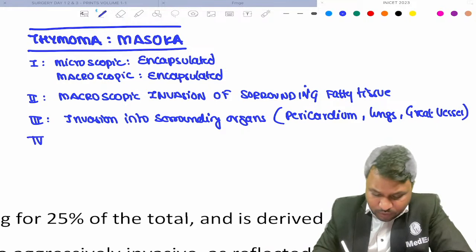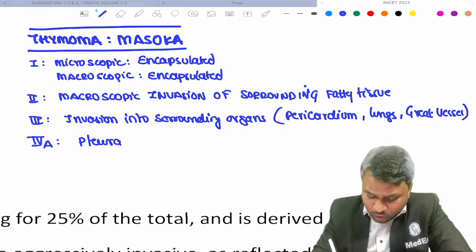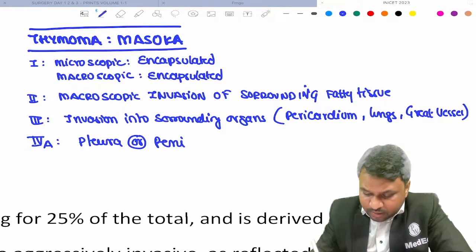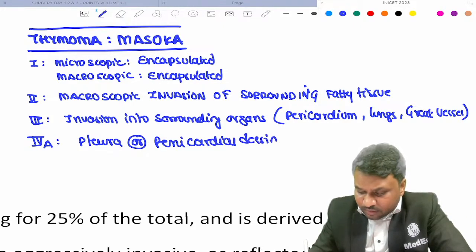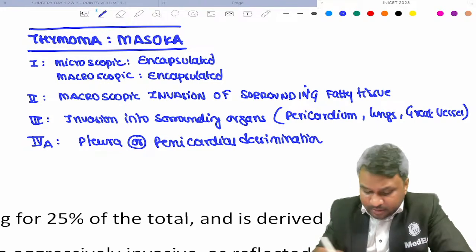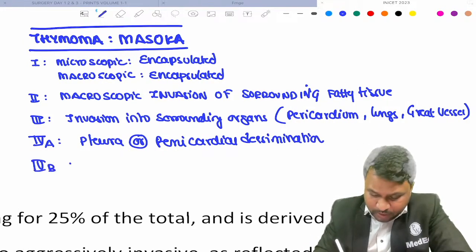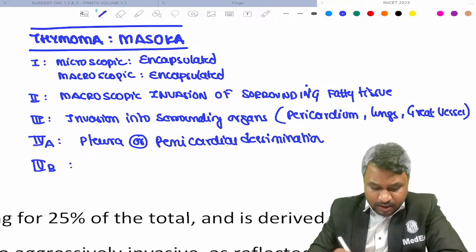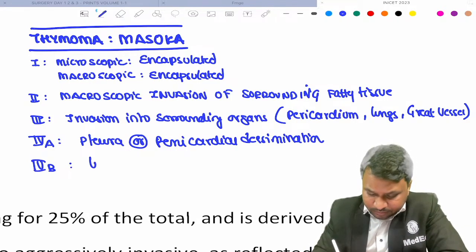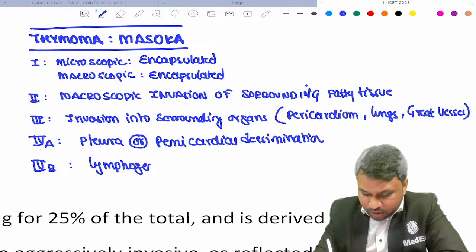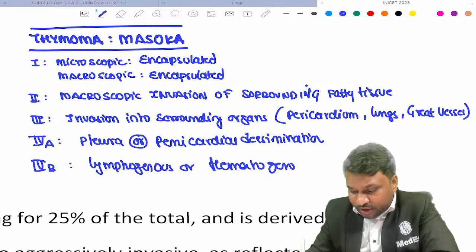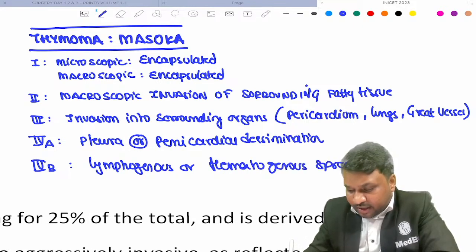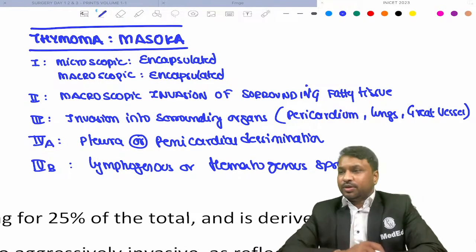Now you have stage 4A and 4B. 4A is pleural or pericardial dissemination, and 4B is lymphogenous or hematogenous spread.